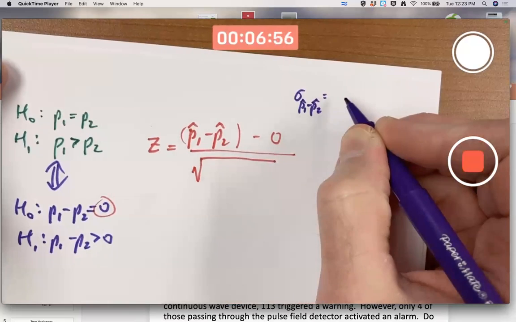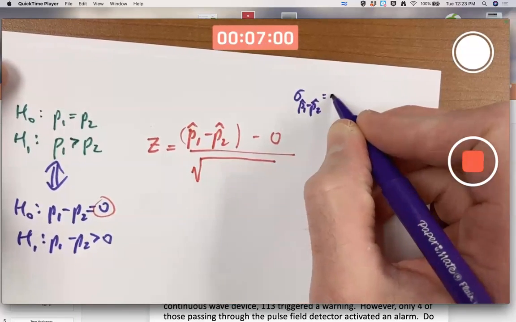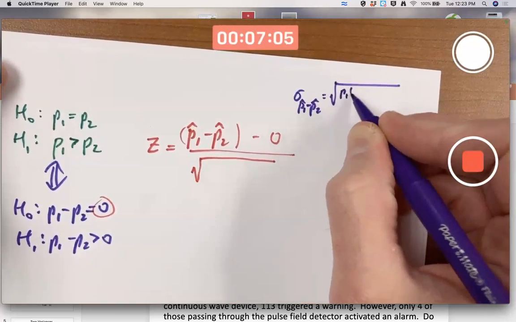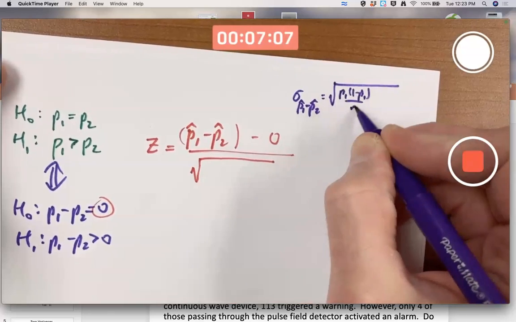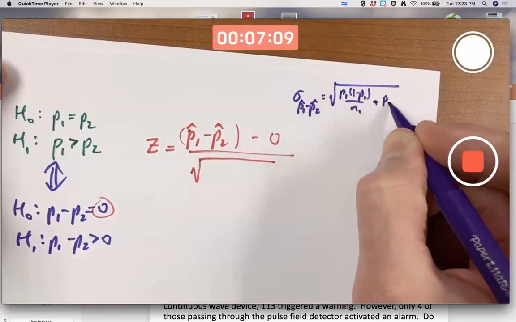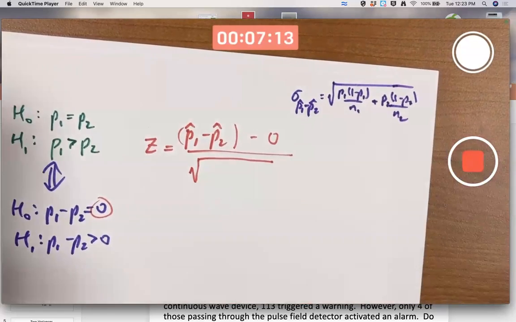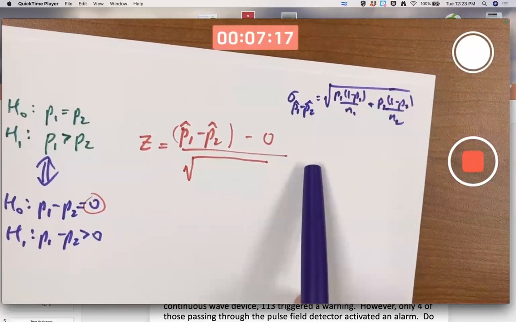Technically speaking, if we knew P1 and P2 exactly, it would be this: the square root of P1 times 1 minus P1 over N1, plus P2 times 1 minus P2 over N2. Now that kind of feels like it's pulled out of thin air. What's the justification for this? I don't want to go into a full justification, but let me give you the basic idea.